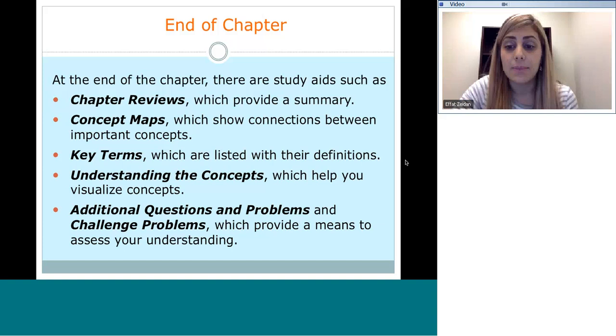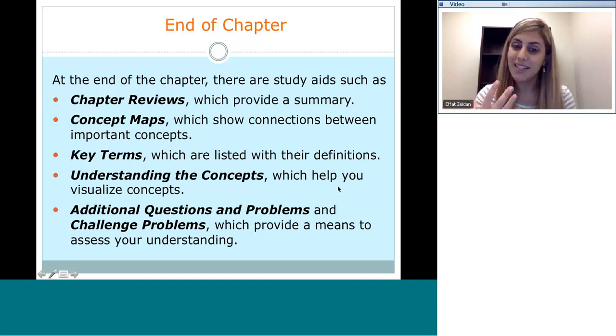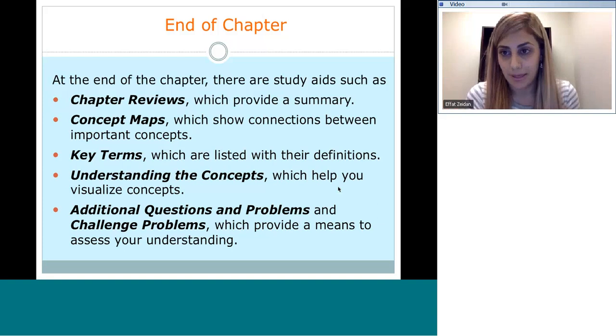Understanding the concepts is also another feature which will help you to visualize concepts, because some of us are visual learners, so take advantage of that tool. Additional questions and problems and challenge problems are always recommended to be solved. It provides a means to assess your understanding.